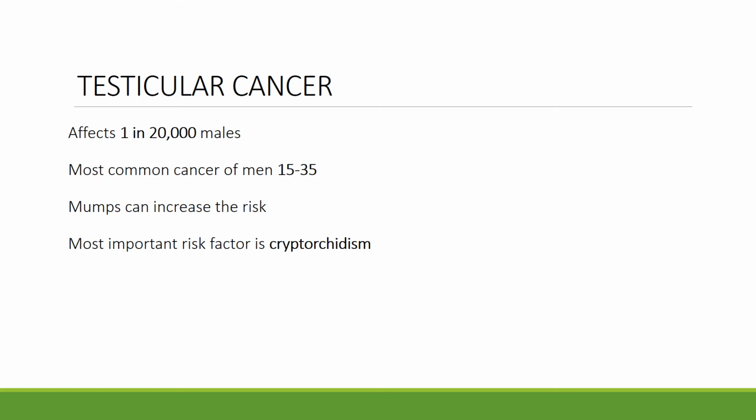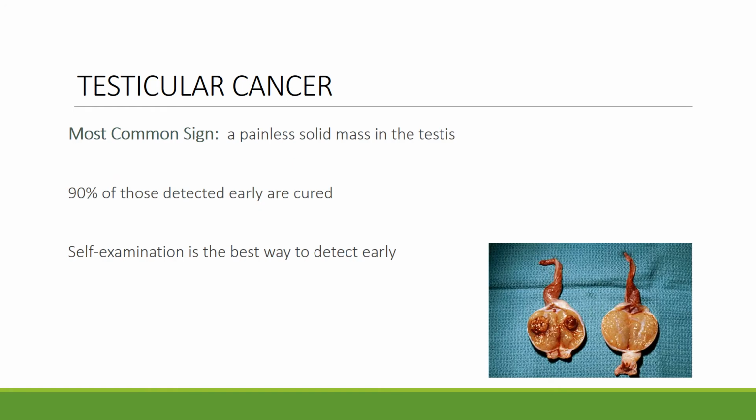Testicular cancer affects about 1 in 20,000 males. It is the most common type of cancer in men ages 15 to 35. Mumps can increase the risk of testicular cancer, but the most important risk factor is cryptorchidism. The most common sign of testicular cancer is a painless solid mass in the testis. The good news is about 90% of those that are detected and treated early are cured. The best way to detect early is by self-examination.